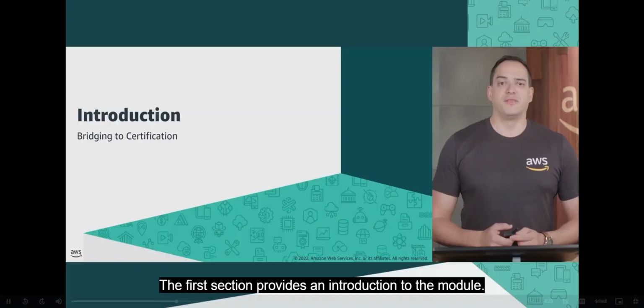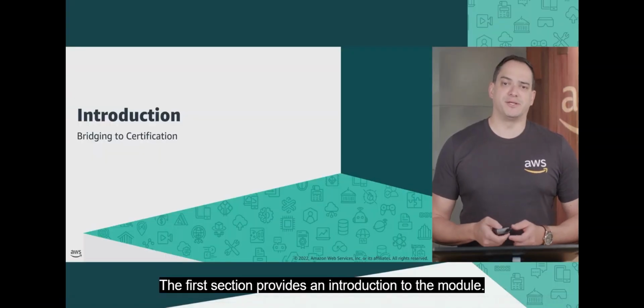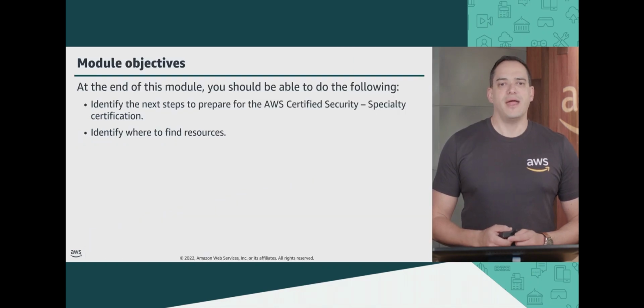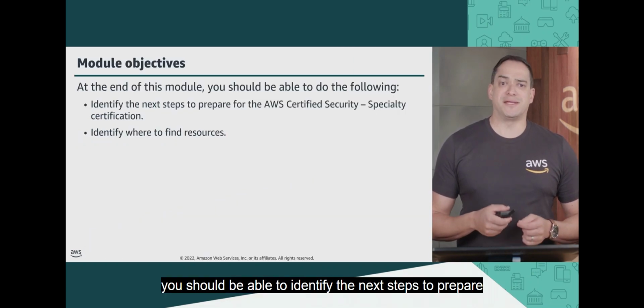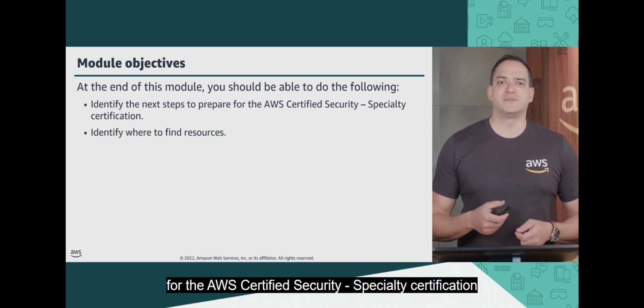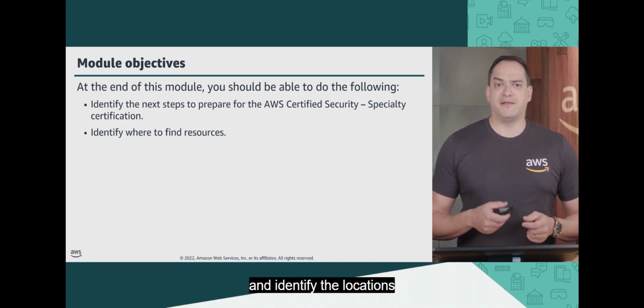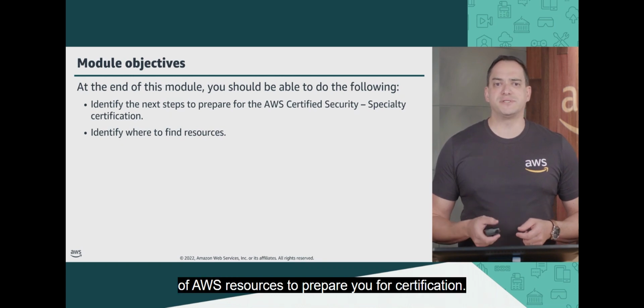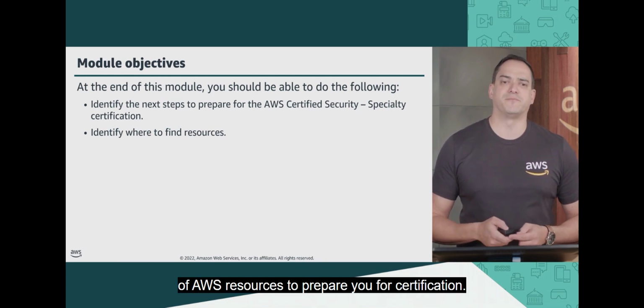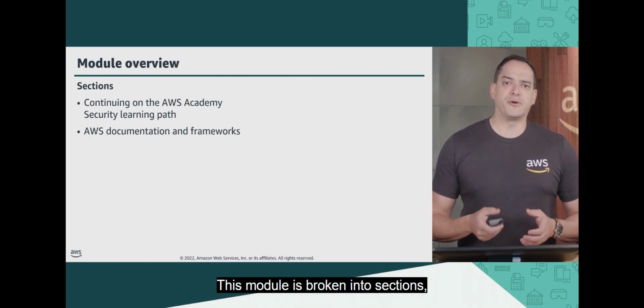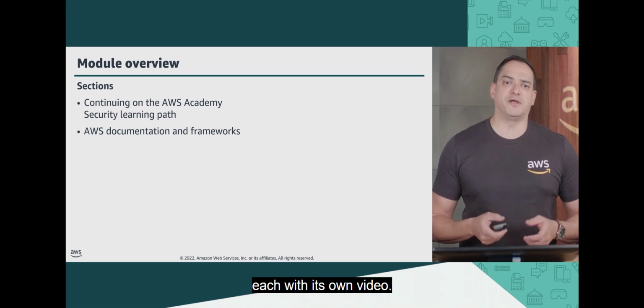To the Bridging to Certification module. The first section provides an introduction to the module. At the end of this module, you should be able to identify the next steps to prepare for the AWS Certified Security Specialty Certification, and identify the locations of AWS resources to prepare you for certification. This module is broken into sections, each with its own video. Let's get started.